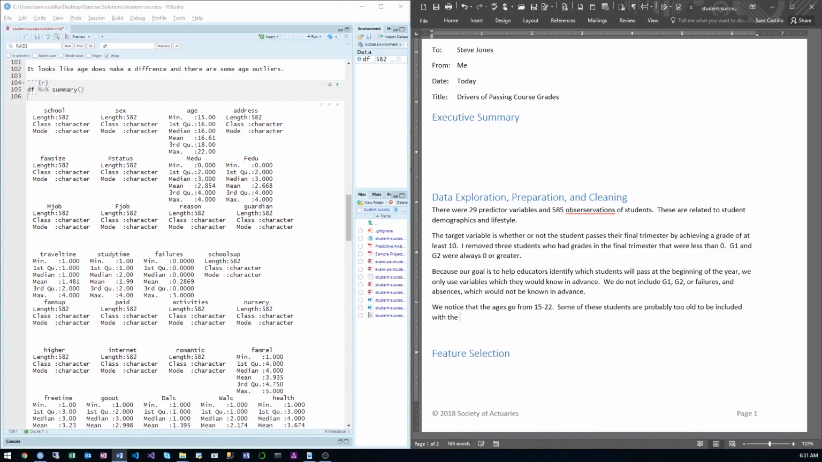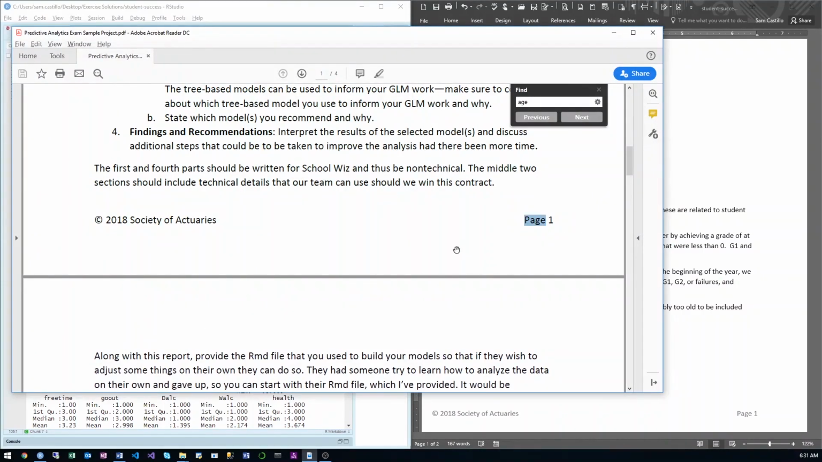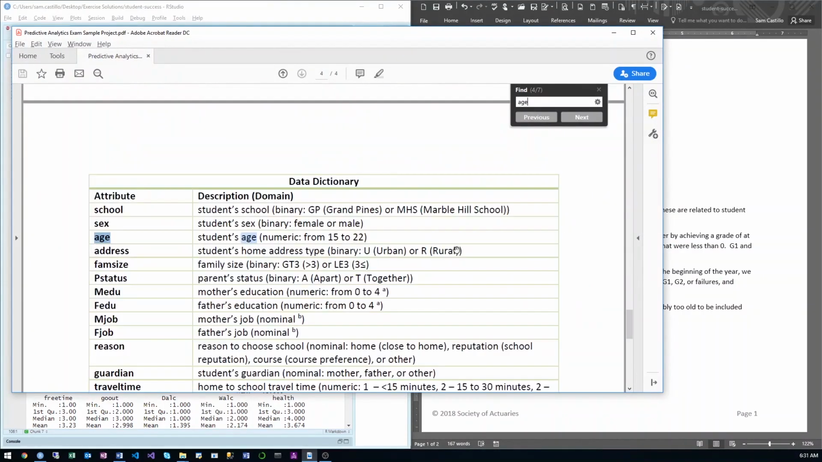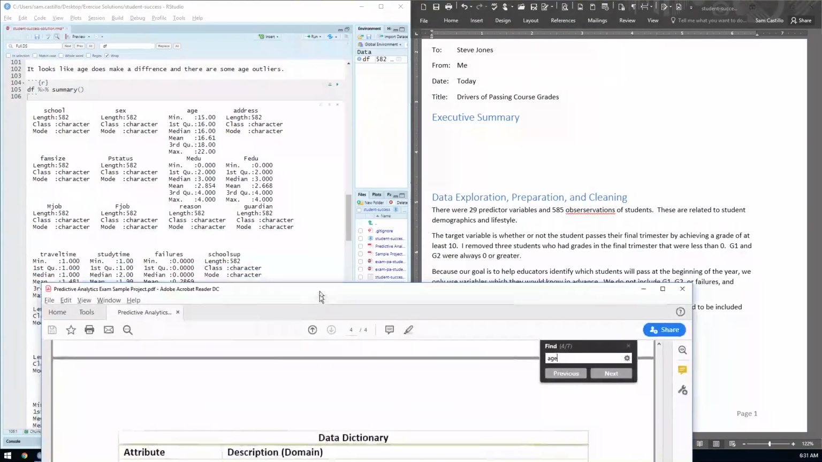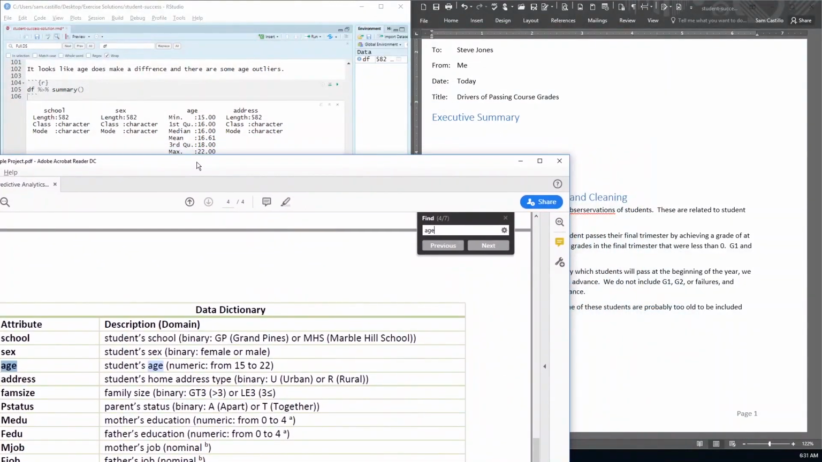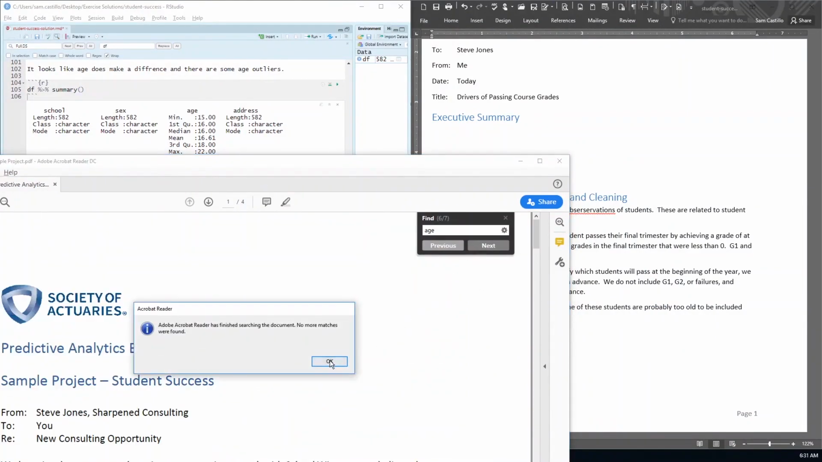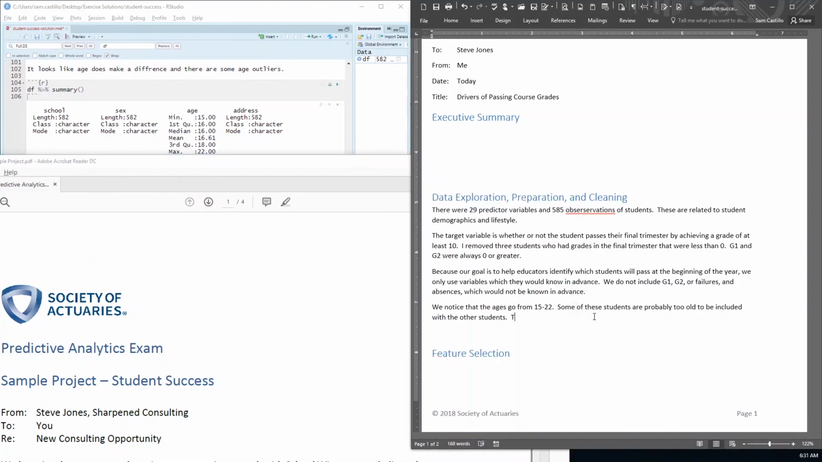with the other students. I'm going to just search Control F for age. Okay, they say age is a student's age from 15 to 22. And it does. The data dictionary says that it goes from 15 to 22. They don't give us any other information about the age. This matches the description in the data dictionary.